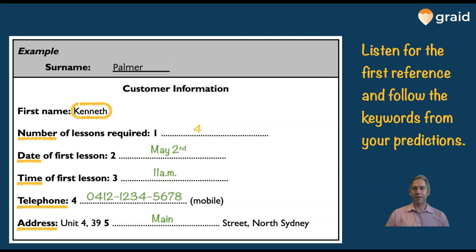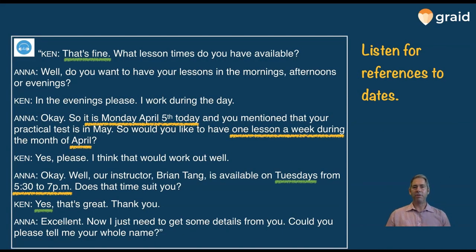So next we're listening for the date. Our prediction was May the 2nd. Now, this was a more difficult one to answer. It's actually an inference. So we're told that today is Monday, April the 5th. And Anna continues, so you would like one lesson a week during the month of April? Ken replies, yes. So there's definitely a further confirmation that Ken will have 4 lessons.